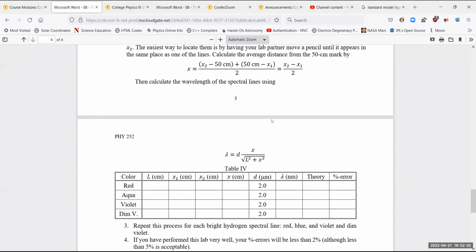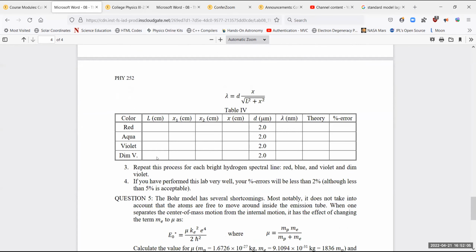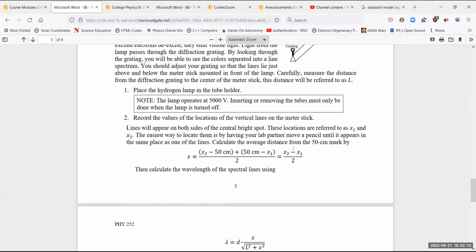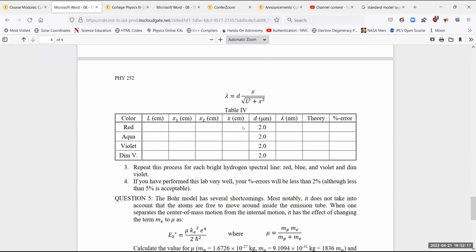Now we're going to do the simulation, and the simulation is going to give you a value of L. We're going to give you the value of X1 and X2. And the value of X, and X is actually equal to this number, X2 minus X1 over 2, okay? And you're going to put it in here, and you're going to compute lambda using this expression in here. And these are the colors that you supposedly should have found, okay? A red, aqua, violet, and then violet, okay?